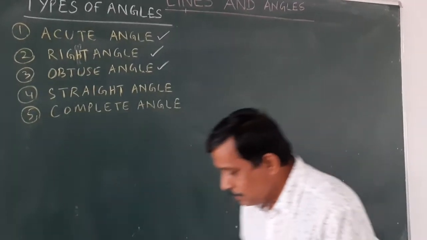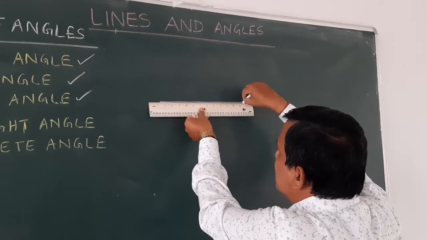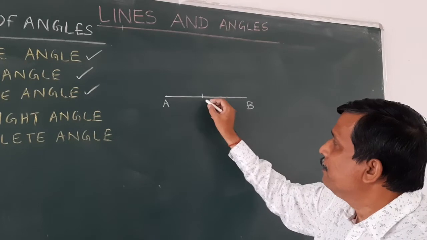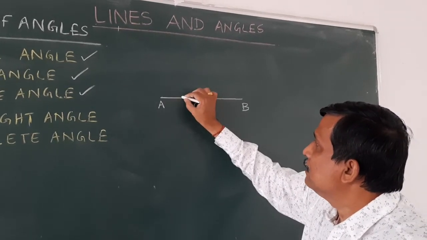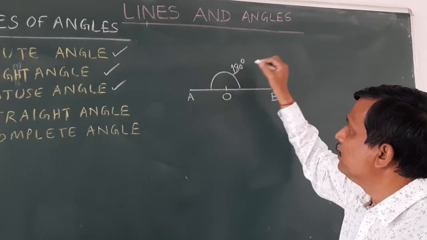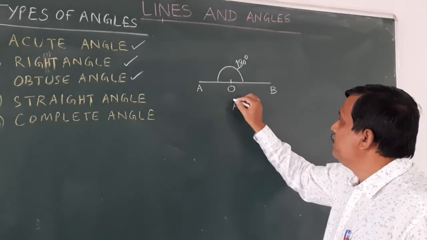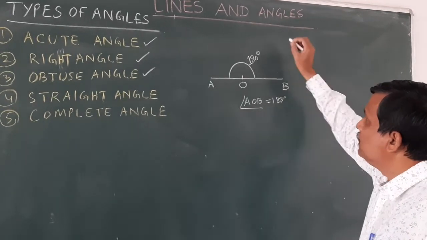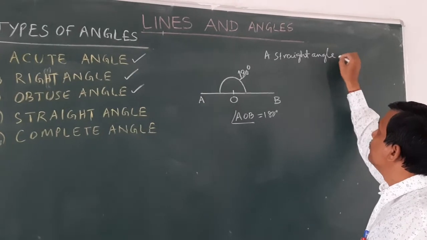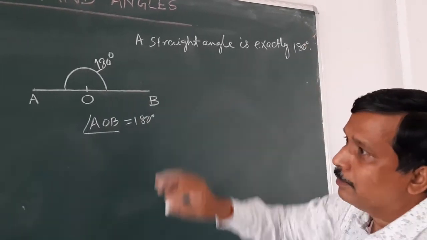So you see here, suppose we are drawing a line segment. Suppose it is line segment AB. Between A and B there is a point O, and you will see that this is the straight angle. This straight angle is 180 degrees. This is very important. You can write this angle as angle AOB is equal to 180 degrees. So the definition is: a straight angle is exactly 180 degrees. This is your straight angle.